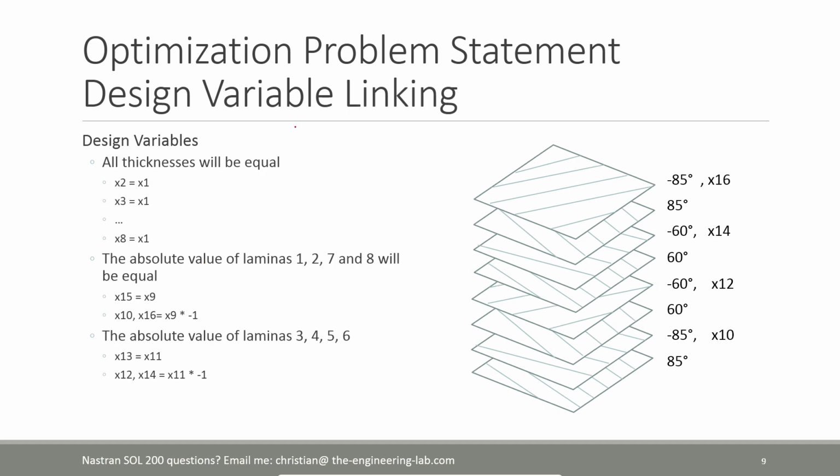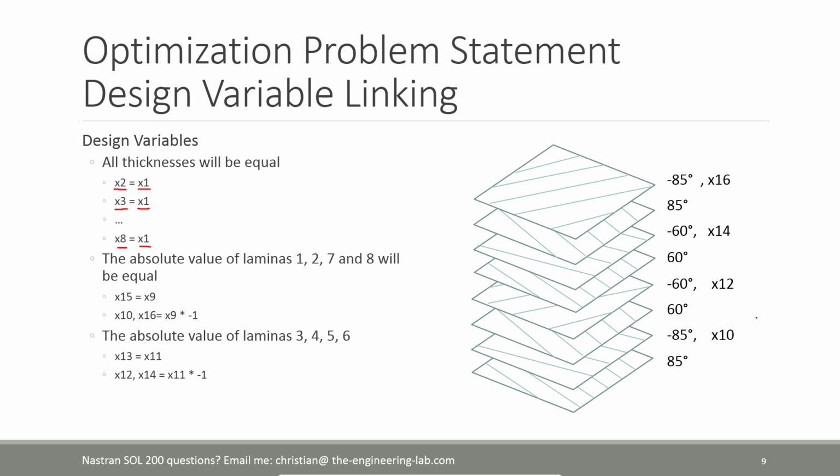One other thing, design variable linking. We want all the plies to have the same thickness. If we were to allow each thickness to vary by itself, we are going to get different thicknesses for each ply. So what we are going to impose also is a link. We are going to say that the thickness of ply 2 is going to equal the thickness of ply 1. The thickness of ply 3 is going to equal the thickness of ply 1, and so on and so on. Thickness of ply 8 will be equal to the thickness of ply 1.